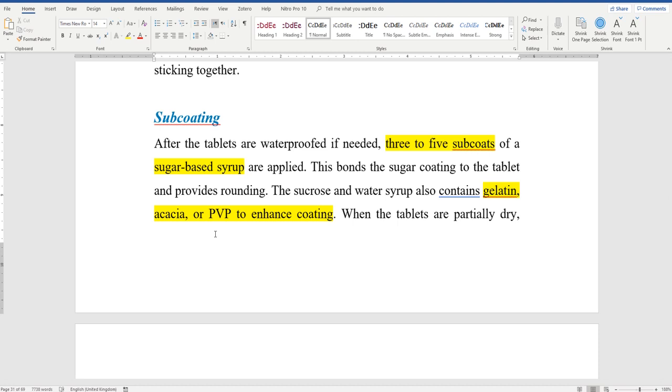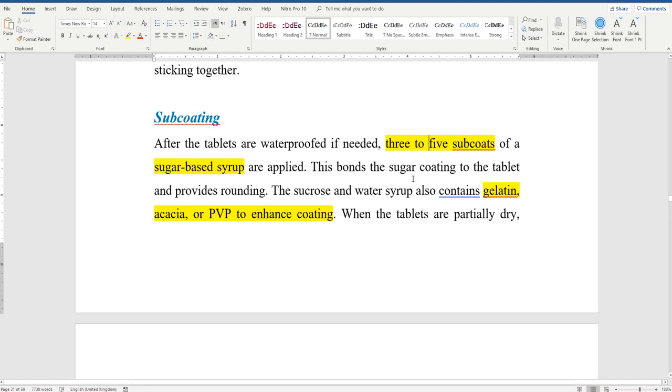Number two, it provides the bonding between the sugar coating, which will happen at the end, okay, the final coatings of sugar coating, and the tablet. يعني it will provide the bonding in order to bond the final coats with the tablet itself. Now this coating is applied 3 to 5 times. يعني each time we apply it, then we need to dry it, and then apply it again, and then dry it again, apply it again, and then dry it again. This happens 3 to 5 times.